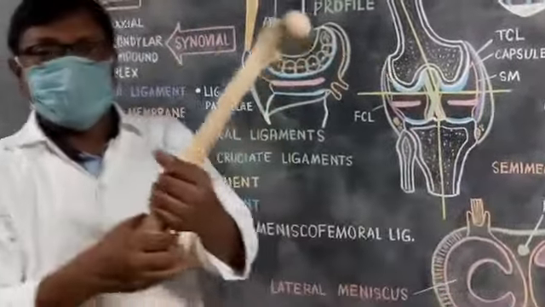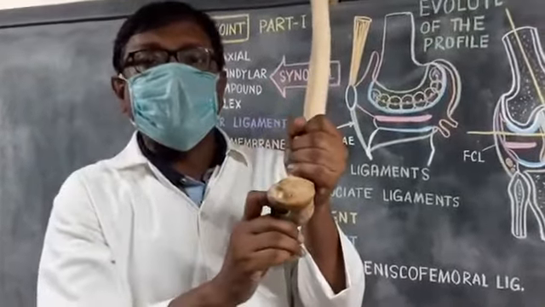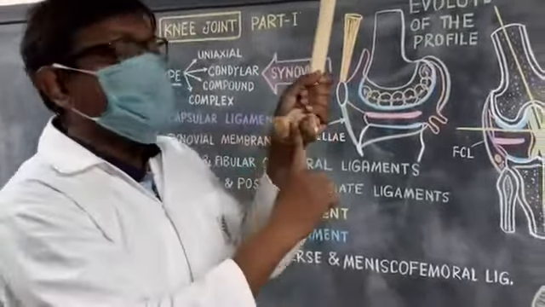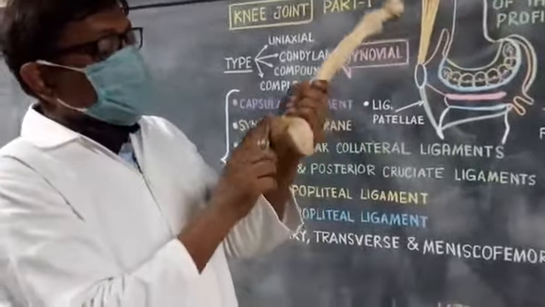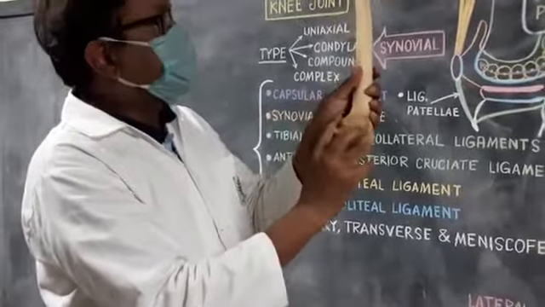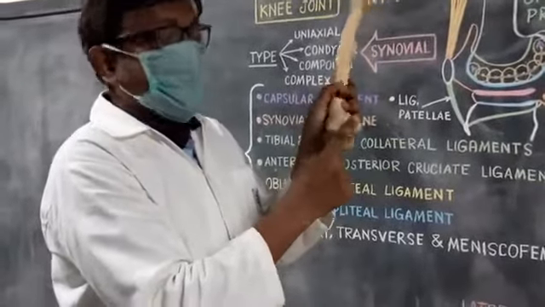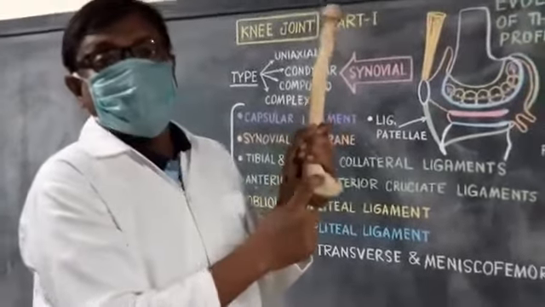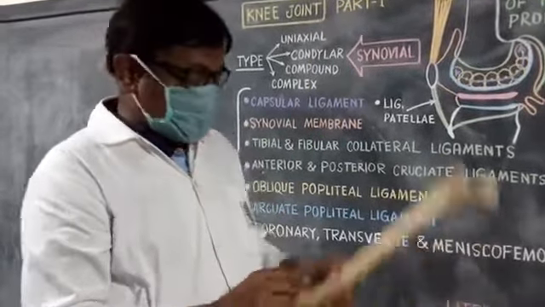Lower end of the femur is expanded to form medial and lateral condyles separated by intercondylar fossa. The lateral and medial surfaces of the corresponding condyles are rough and convex. Maximum convexity presents medial and lateral epicondyles.